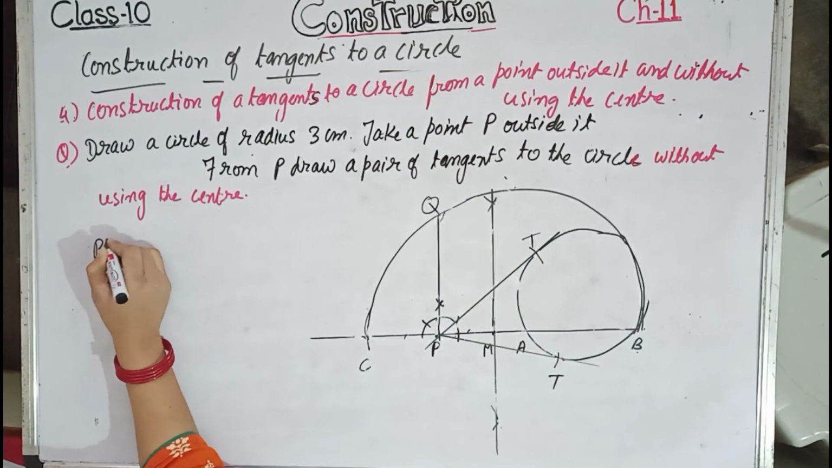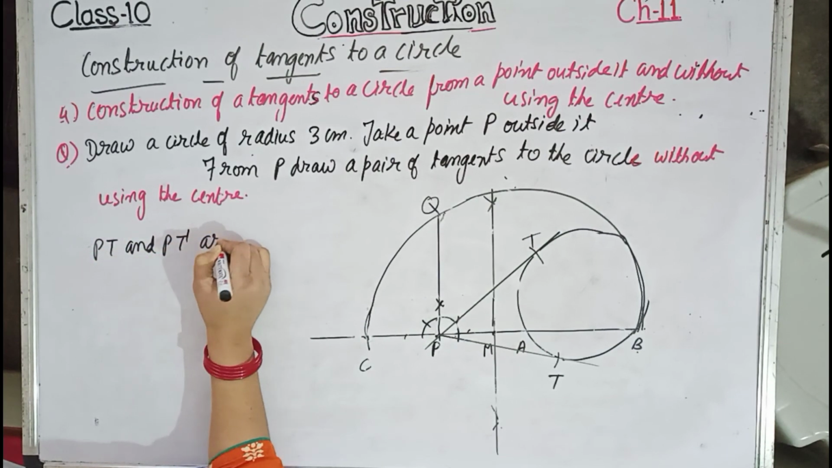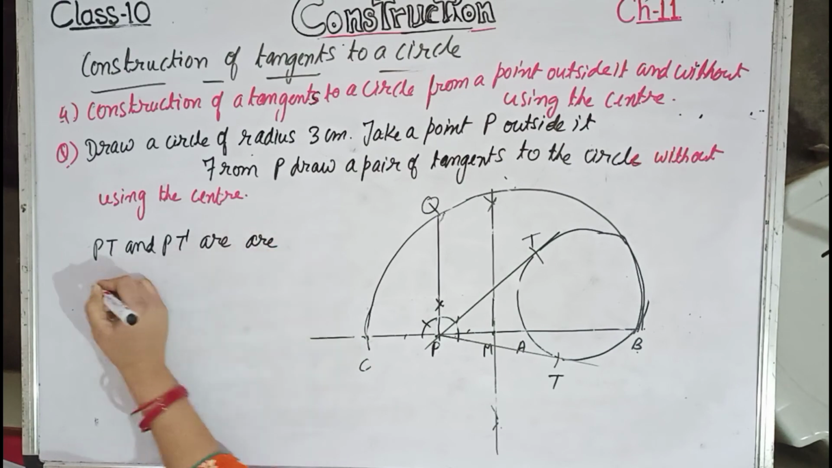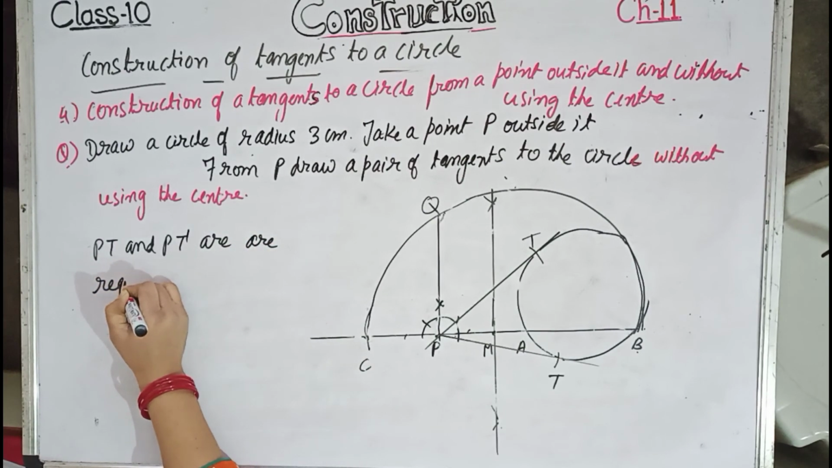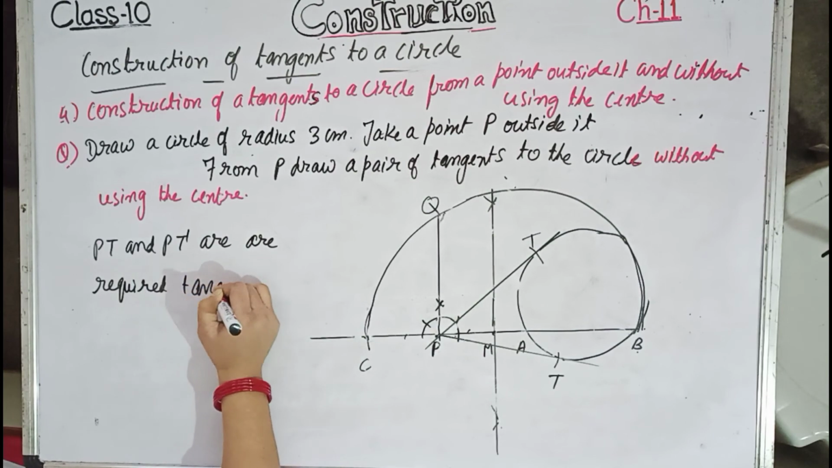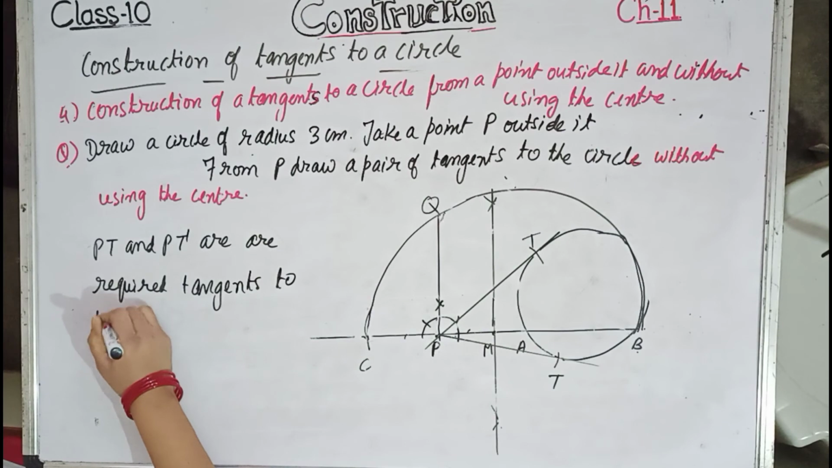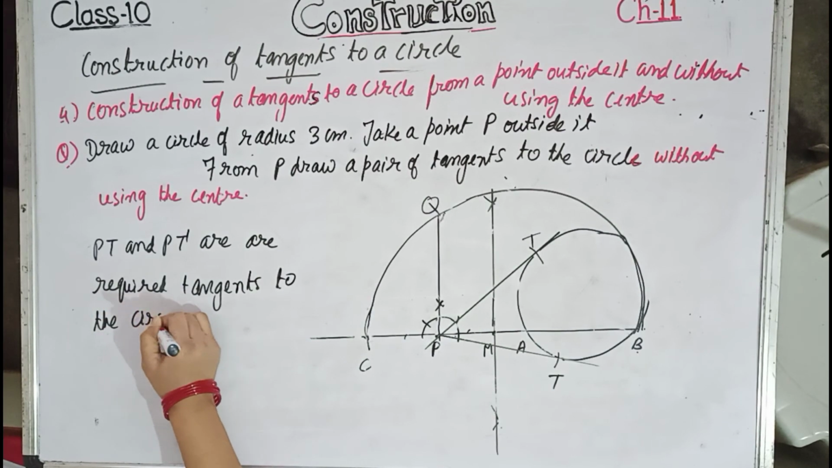So PT and PT dash are the required tangents to the circle.